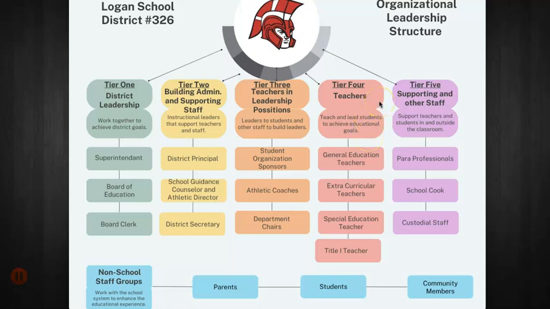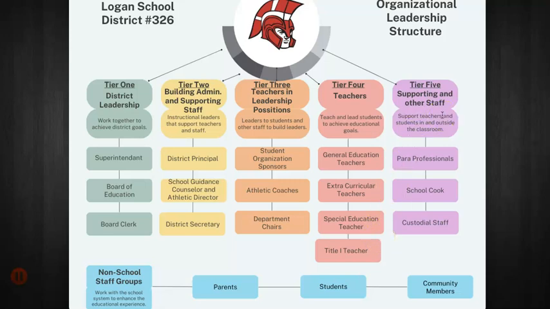Then we have the Tier 4 who are teachers. They teach and lead students to achieve their educational goals. This includes general education teachers, extracurricular teachers, our special ed teacher, who is going to be pre-K through 12 this year, and our Title I teacher.